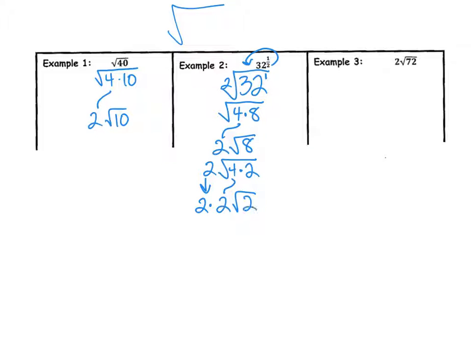2. Okay, so there's lots going on right now. On the outside, I have 2 times 2. And the inside stayed the radical 2. And now you're done.